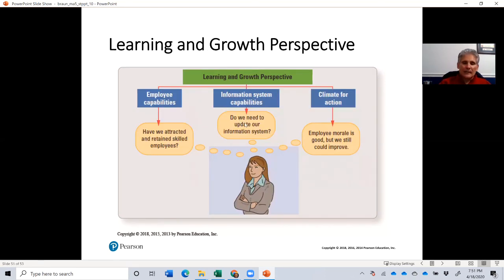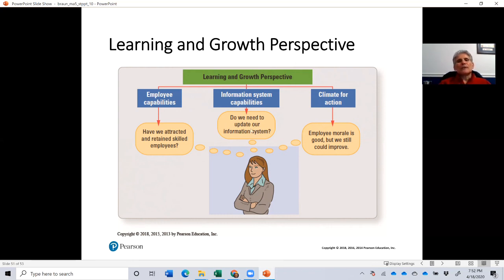And then finally, on the last quadrant, the far left quadrant, learning and growth. And when we're talking about learning and growth, we're talking about employee capabilities, information system capabilities, and climate for action. Employee capabilities, do we have the right employees? Have we hired the right people? Are we giving them the skills they need? Are they content? Are they ready to move elsewhere? Are our turnover rates high or low? We're going to look at this as a basis of developing our employees, and maybe a key KPI, a key performance indicator, might be a low turnover rate. Maybe we can look at that, identify what we want, measure it.